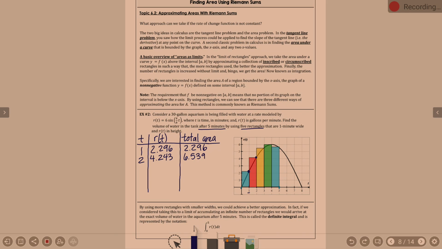Okay. What about the yellow rectangle? 5.543. It intersects at the right corner. Notice these are all intersecting on the right corner, aren't they? And that's the design of these rectangles on purpose. We'll talk a little bit more about that in a moment. If we add 5.543 to our running total, 12.082.